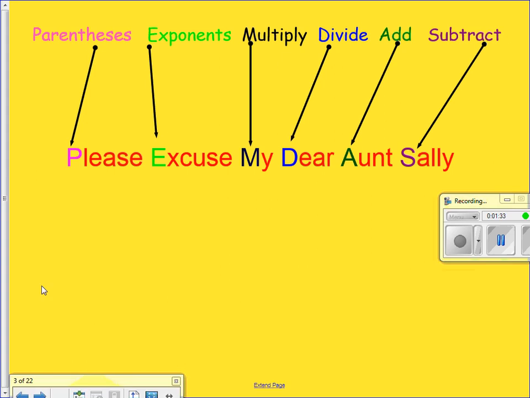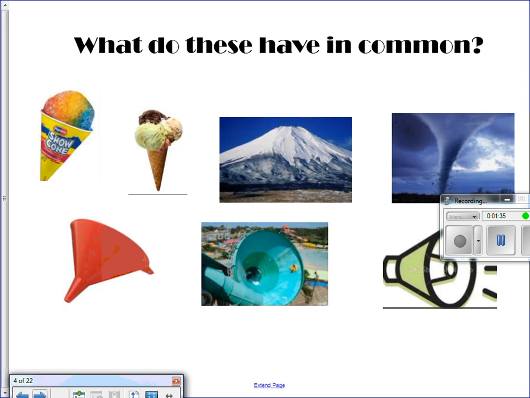So let's do a couple examples. Before we get going there, let's take a look at this. I have these all here. What do they all have in common? They all are a cone. So as you're working out order of operation problems, when you show your work, it turns out to look like a cone when you're done. And I'll show you what I mean by that as we work here.